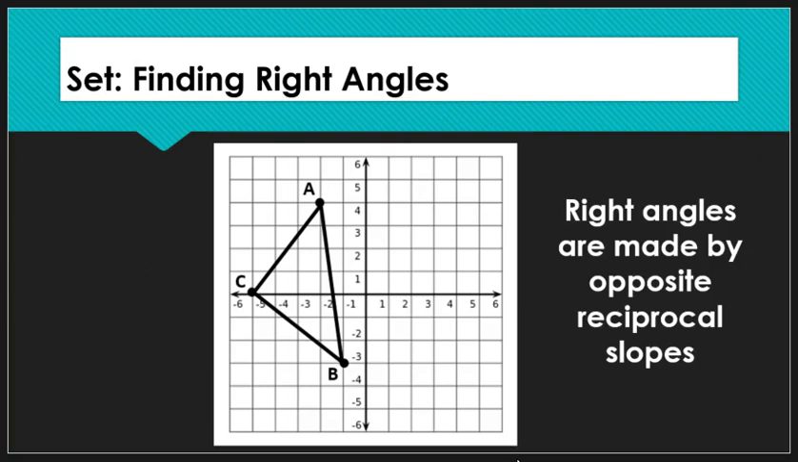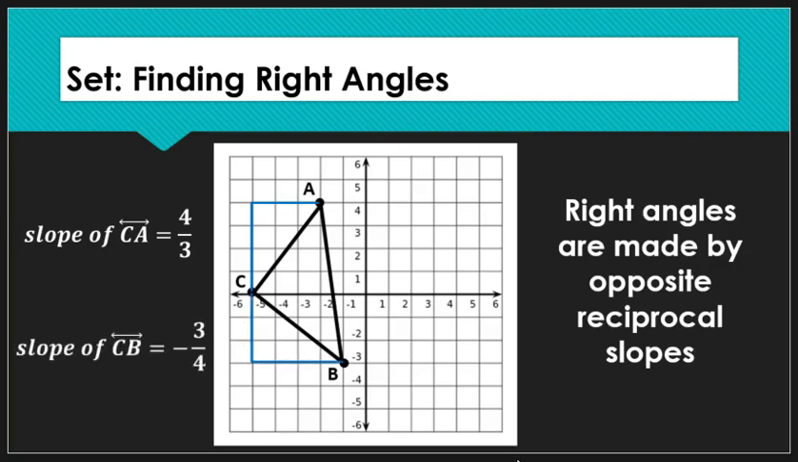Let's see if AC is perpendicular to CB. So let's find the slope. The slope of CA is 4 over 3, because the vertical change is 4, it goes up 4 and over 3. For CB, the slope is -3 over 4. You go down 3 and to the right 4. These are opposite reciprocals. They're opposite because one is positive and one is negative. They're reciprocals because the fraction has been flipped.